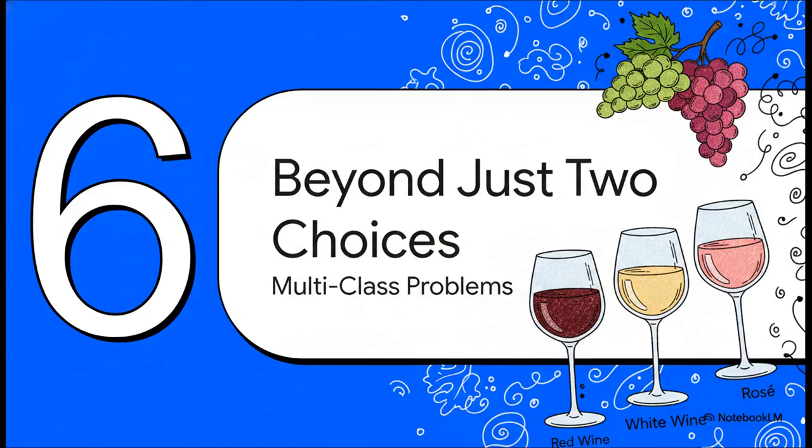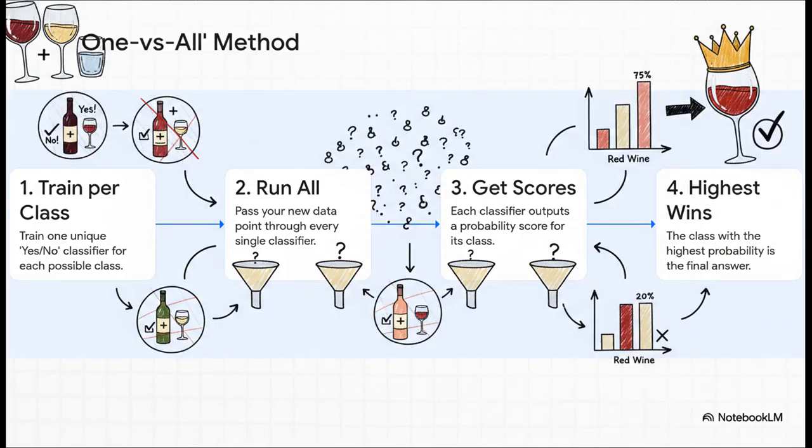All right, so yes or no is great. We've got that covered. But the real world isn't always so simple, is it? What if you have more than 2 choices? What if you need to decide if something is, I don't know, a car, a truck, or a motorcycle? The solution is actually super clever. It's called the one versus all method.